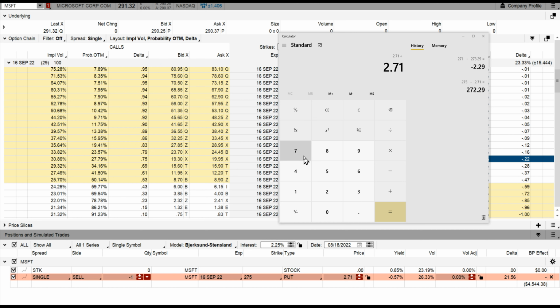Divided by 272.29. So we know that on average, in one month we can collect almost 1%. Thomas, not good enough. I want to make more money. Excuse me, you know the dividend yield for the whole year is only 0.8%.